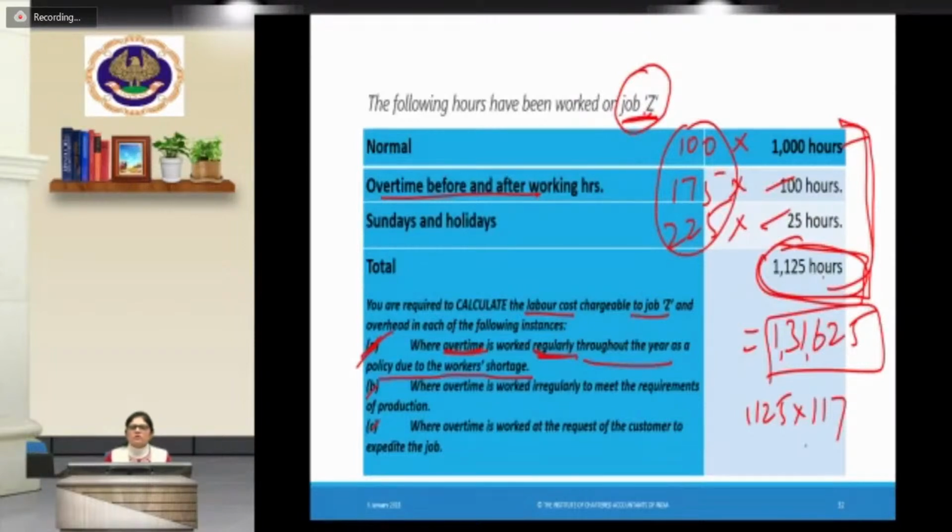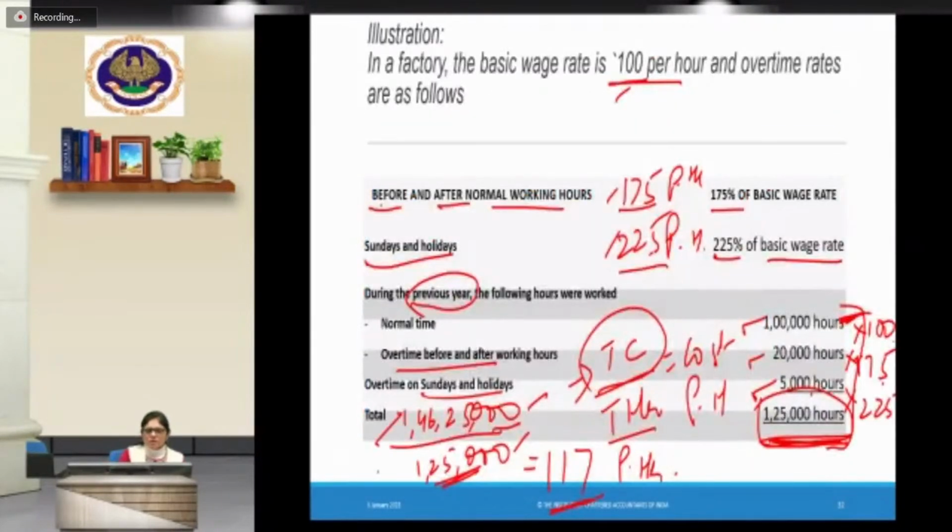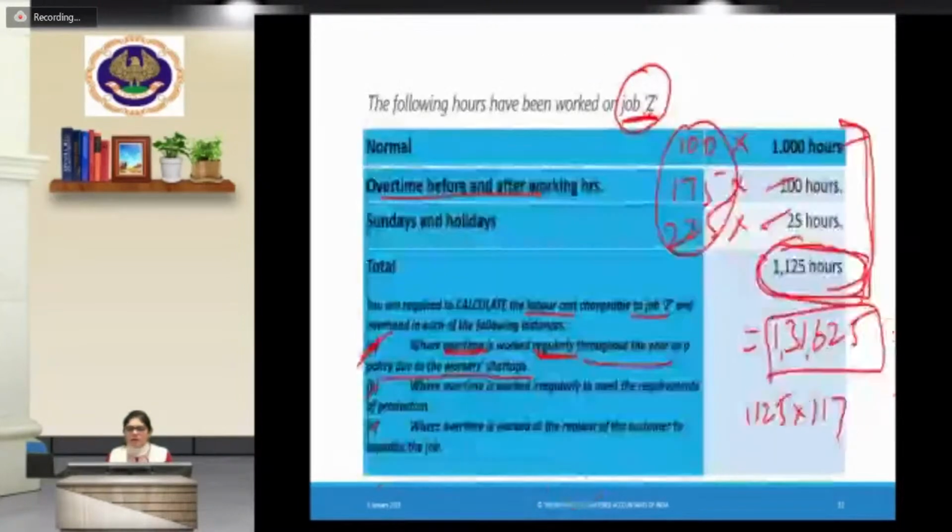Clear? So as per the first case, the whole 125,000 hours were the normal hours. So we calculated the normal total cost divided by normal total hours. The rate is 117 per hour. Now, as per this rate, we have to charge the cost of job Z. Either we can calculate it separately because everything is normal in this first case, or you can just calculate and multiply it with 117. So the cost for job Z in the first case is 131,625. I hope you have understood this.